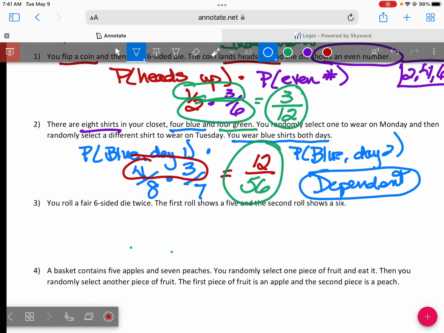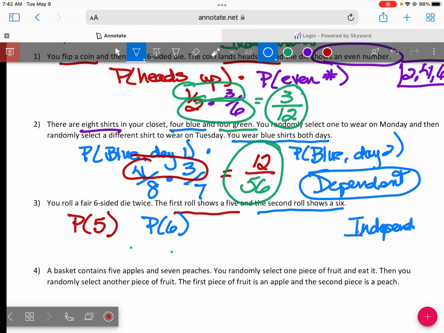Number 3, you roll a fair 6-sided die twice. The first roll shows a 5, and the second roll shows a 6. So the probability of getting a 5, and then the second roll, probability of getting a 6. Are these independent or dependent events? Independent. What you roll on the first one is not going to affect at all what you roll on the second.